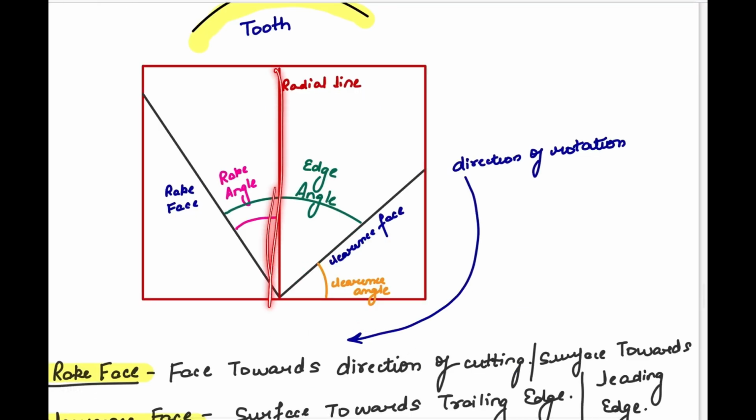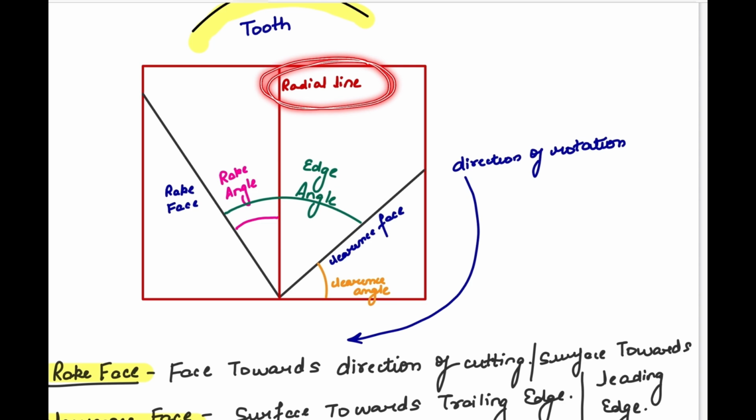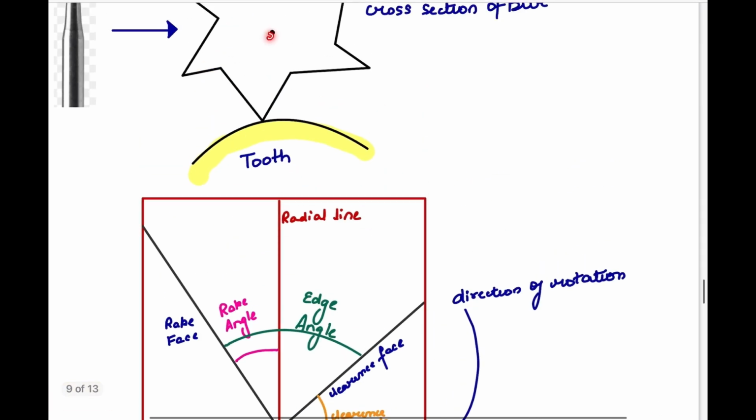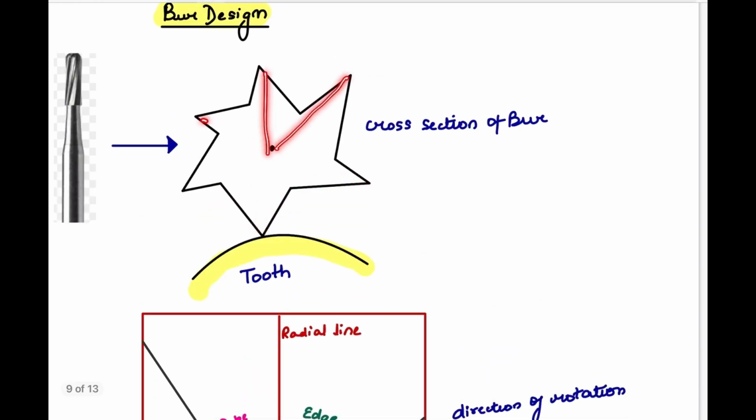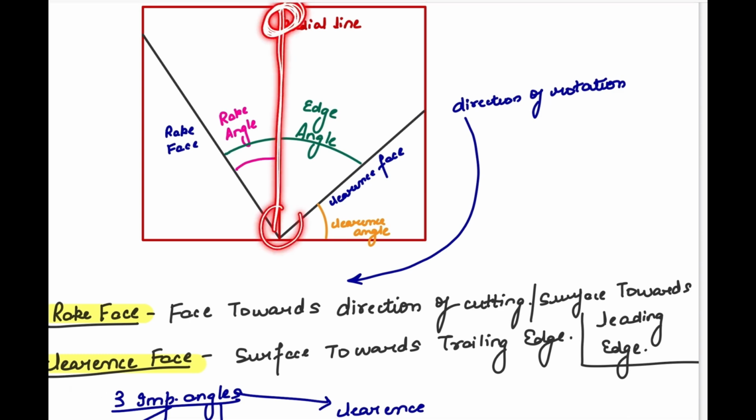The central line, this is the radial line. Radial line is basically the line that is connecting the center of the burr and the blade. These all are radial lines. We are just zooming this part. So here, this is the radial line which is connecting the center of the burr and the blade.